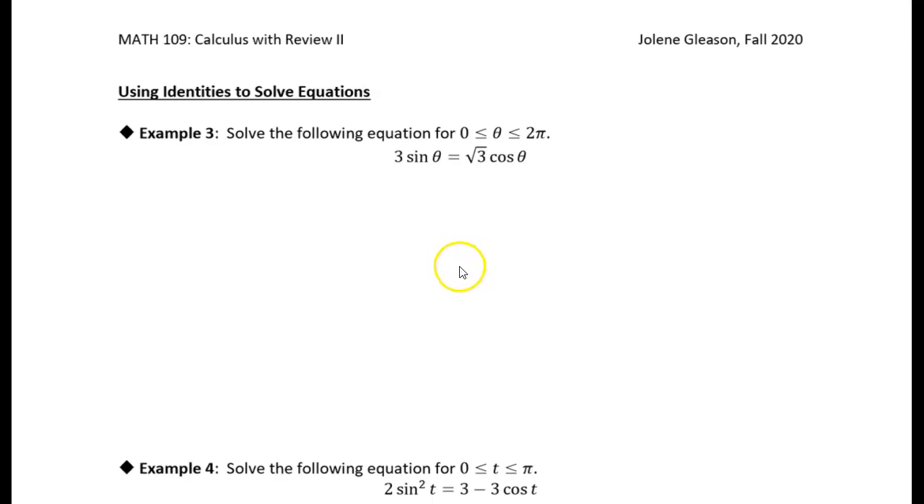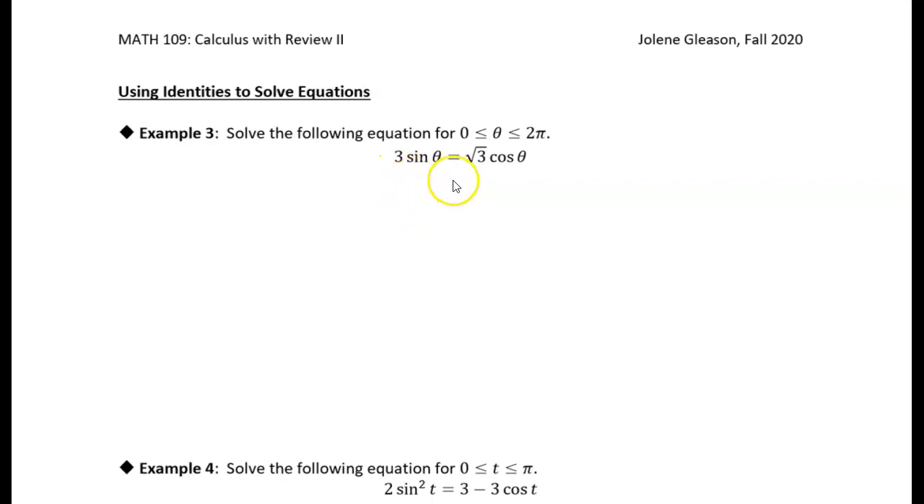All right, so we can also use identities to help us solve equations, and these next three examples are just examples of doing that. So let's take a look at the first example here. We have the sine of theta is equal to the square root of 3 times the cosine of theta. Now, what I can do is just divide both sides by cosine. And then I can also divide both sides by 3.